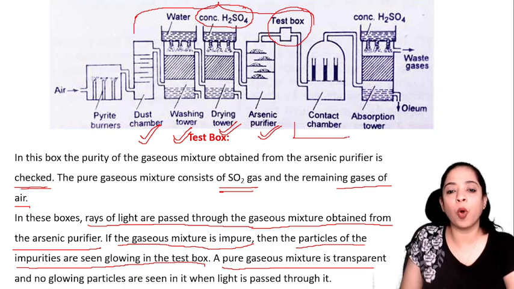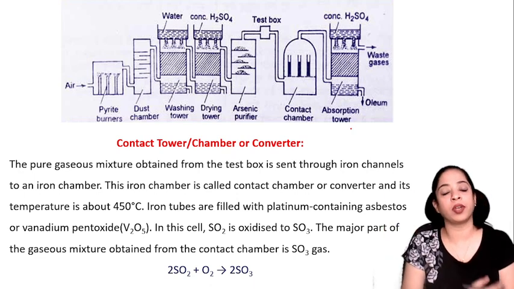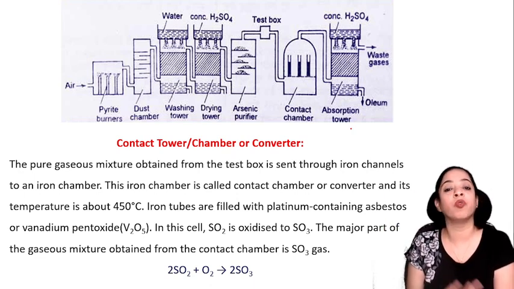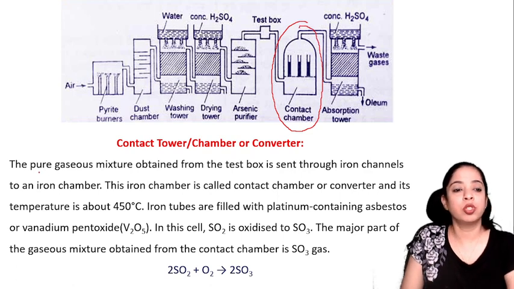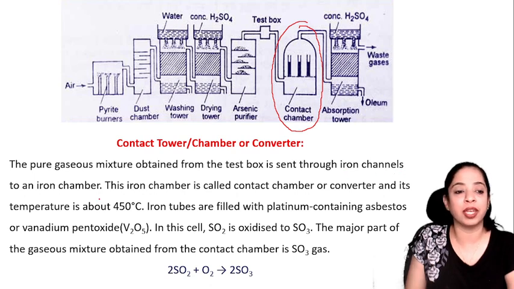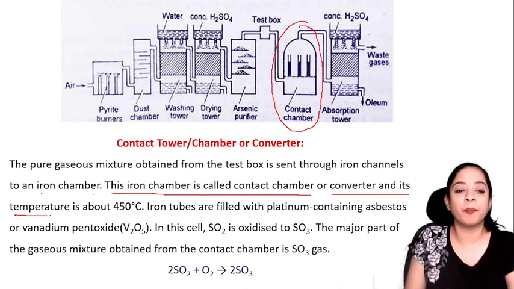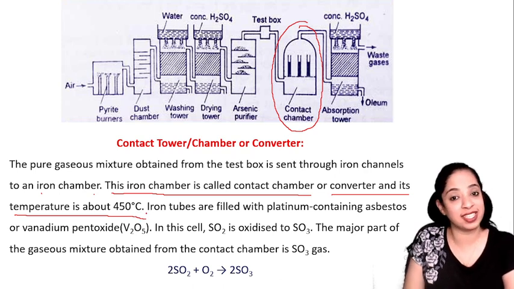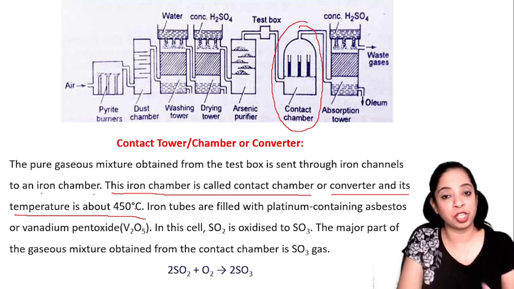Now the most important is the contact chamber. So let's talk about the contact chamber or contact tower, which is also known as the converter unit. Okay, so let's talk about this now. I am circling it. We are talking about this. The pure gaseous mixture obtained from the test box is sent through iron channels to the iron chamber. Now this chamber is called the contact chamber or converter, and its temperature is about 450 degrees Celsius. In the end, I will tell you why this temperature, why a particular pressure and all, right?